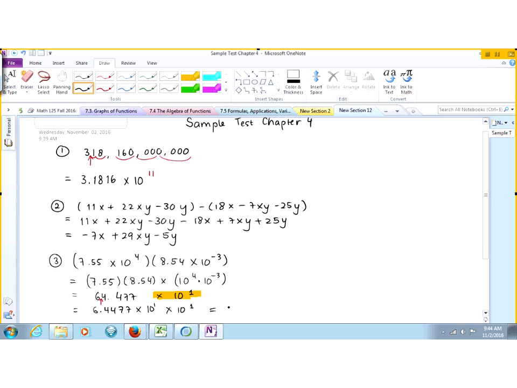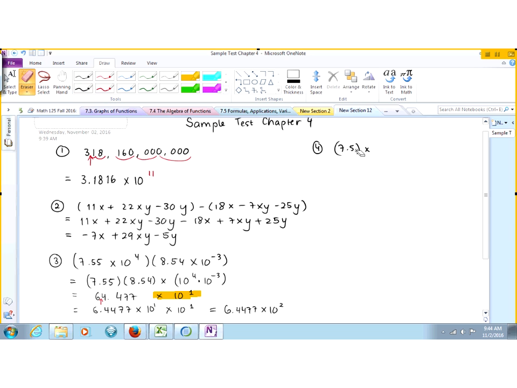So times 10 to the first power. We need to combine this now. So 6.4477 times 10 squared. Doable? So if tomorrow you have something like this, you can do it? That's the spirit. Now, can you try number 4?